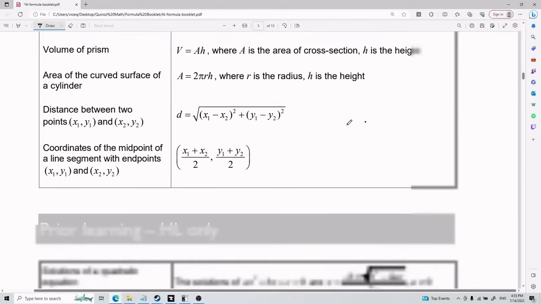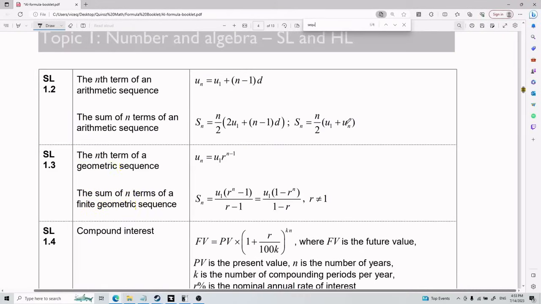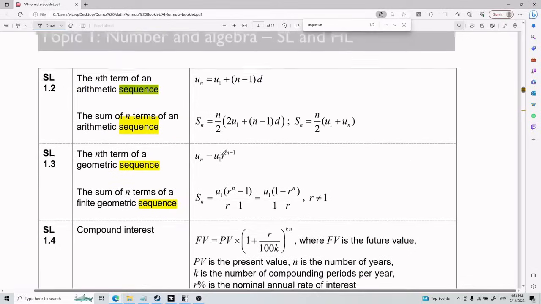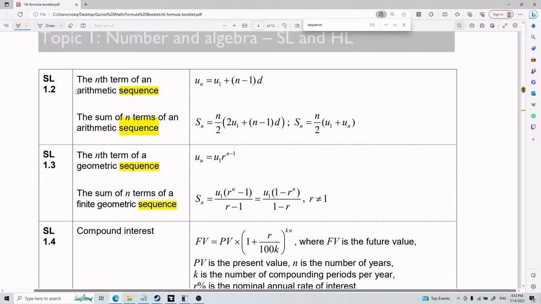So I'm going to pull up my formula booklet and look for sequence. Here we have arithmetic up top, and geometric. Arithmetic is going to be adding or subtracting. Geometric is going to be multiplying or dividing, okay?